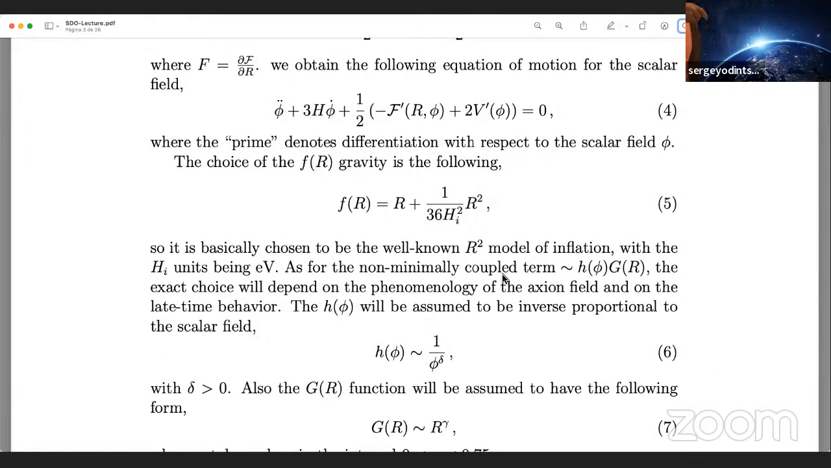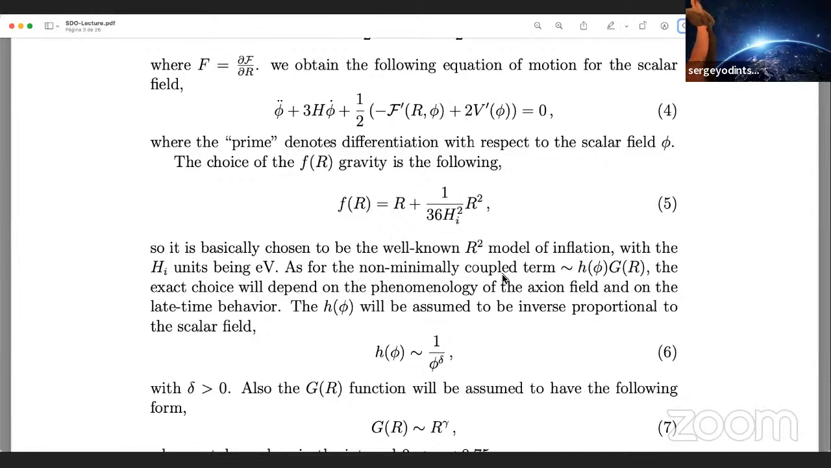So for F(R) gravity, we select just R squared gravity. It's not necessary, but R squared gravity is quite simple theory. And with such theory, we know that we have excellent inflation, which is consistent with observational bound. Okay.